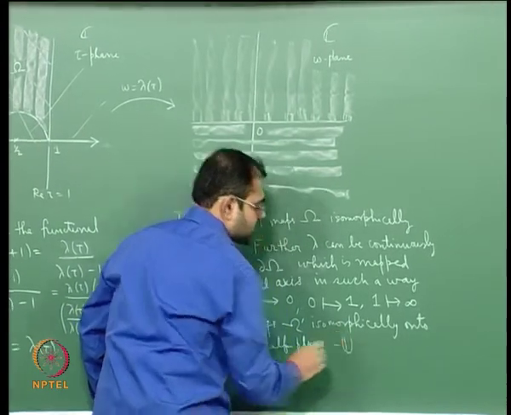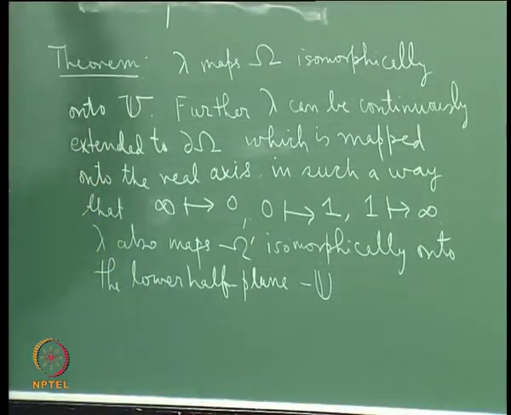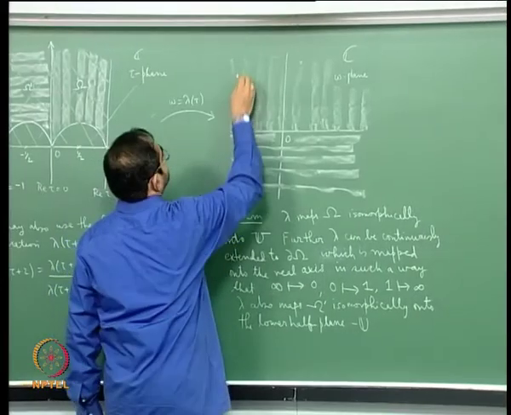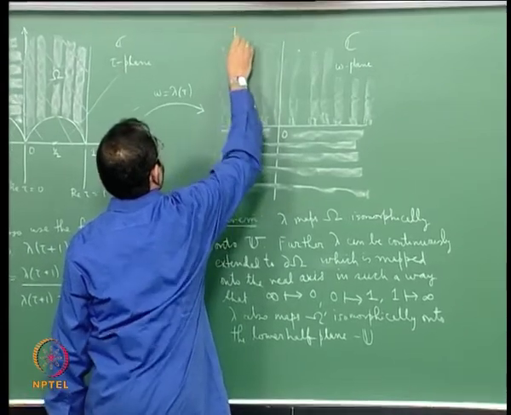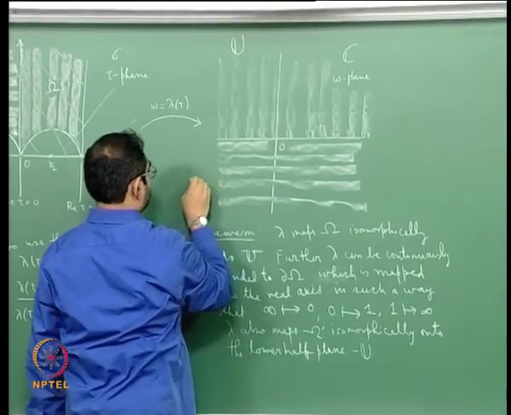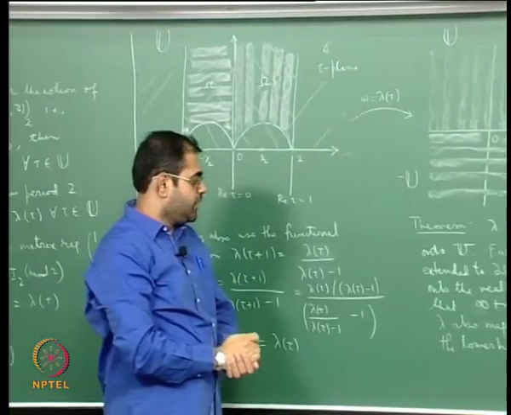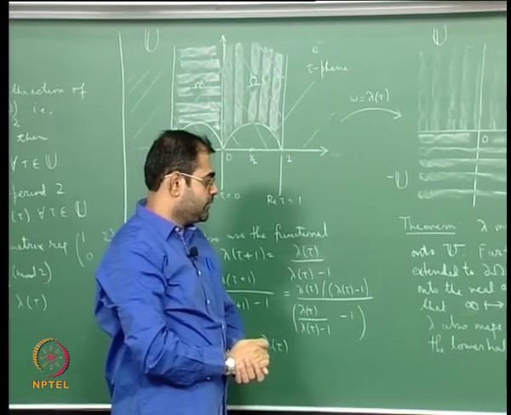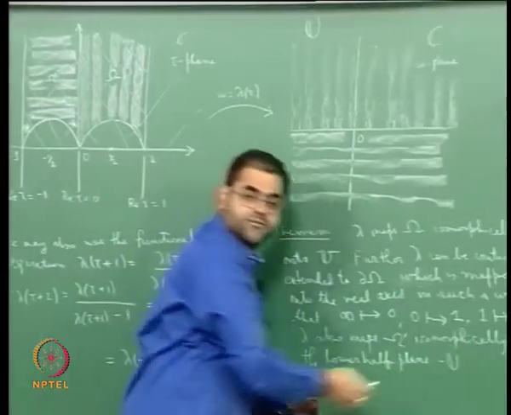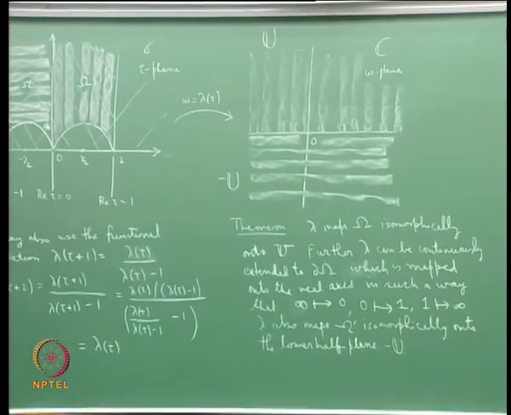Which I'll call as minus u, okay. So this is u. So this is the upper half plane. This is minus u. This is the lower half plane, okay. So this is how lambda behaves.